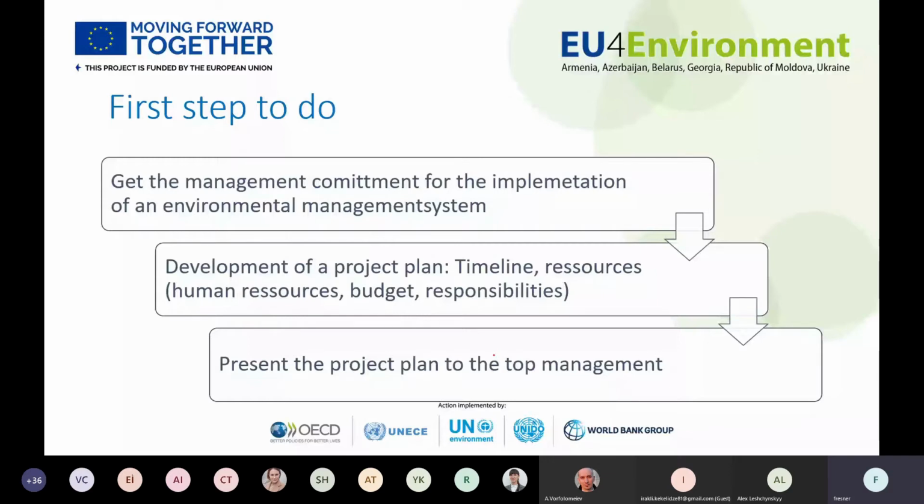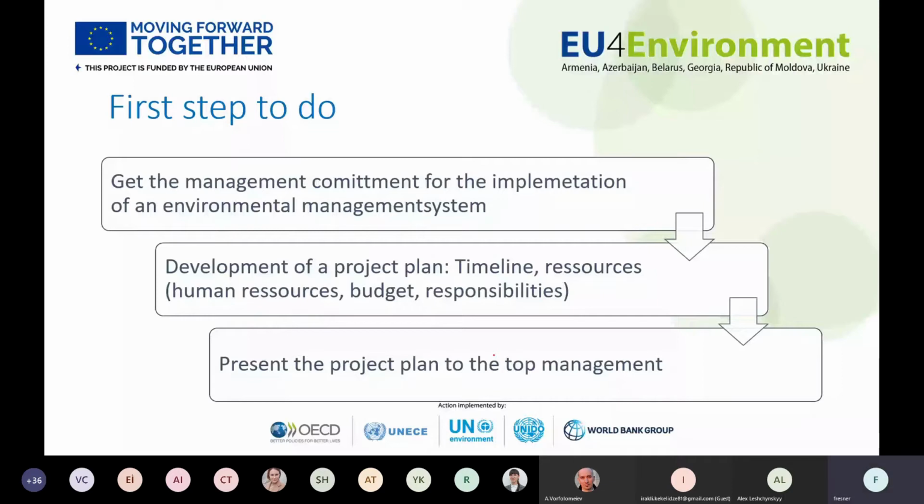Regarding resources, we will have a few tables from our experience in the end of tomorrow's presentation to get a better view of how much effort it usually takes on average to implement all these stages, and to present and agree a project plan with the top management, so that the whole procedure of implementing the management system is agreed upon with the management, so that the support of management is secured and clearly communicated to everybody involved in the next steps.